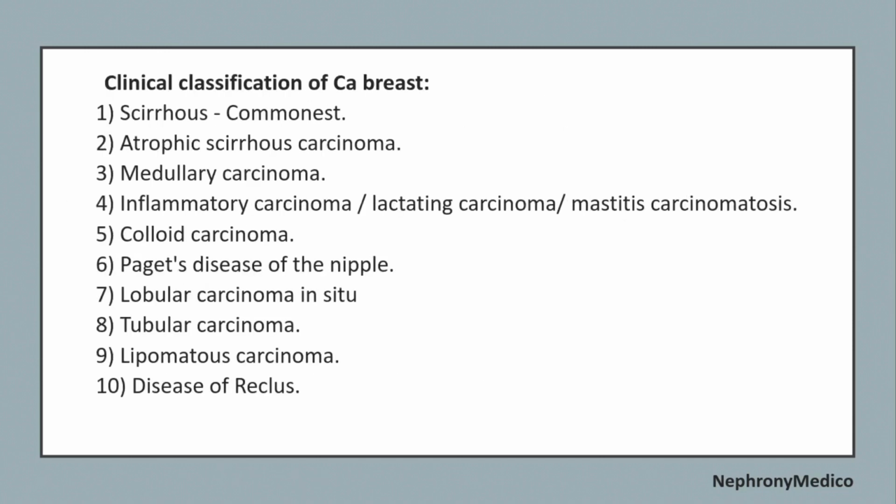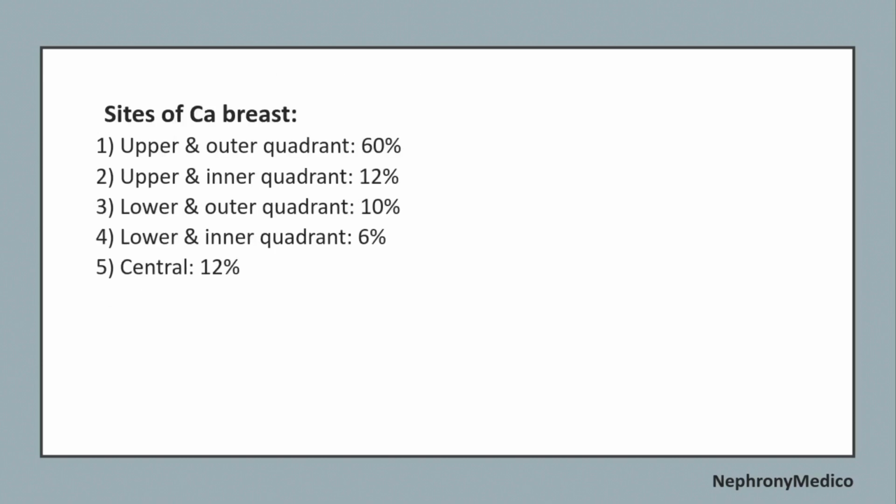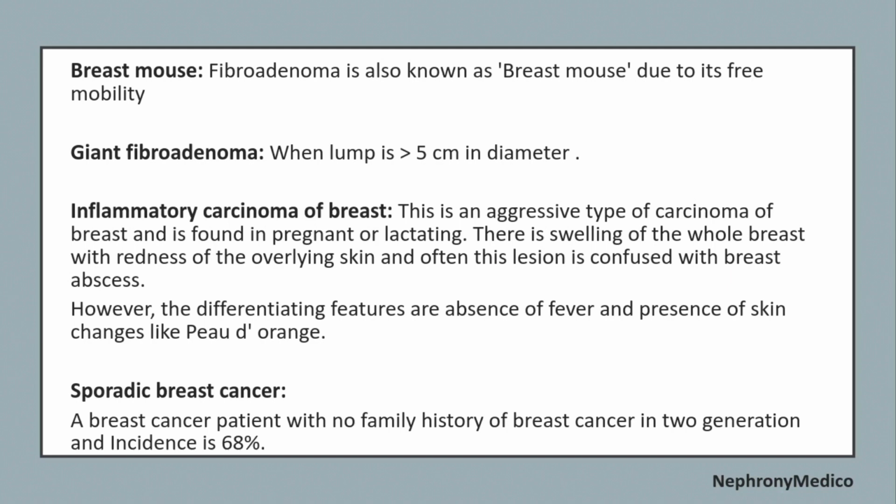Now, clinical classification of carcinoma of the breast. Scirrhous, which is the commonest type, atrophic scirrhous carcinoma, medullary carcinoma, inflammatory carcinoma, lactating carcinoma, mastitis carcinoma, metastasis, colloid carcinoma, Paget's disease of the nipple and lobular carcinoma in situ, tubular carcinoma, lipomatous carcinoma, disease of Reclus. Now, sites of carcinoma of breast. Upper and outer quadrant 60%, upper and inner quadrant 12%, lower and outer quadrant 10%, lower and inner quadrant 6%, and central is 12%.